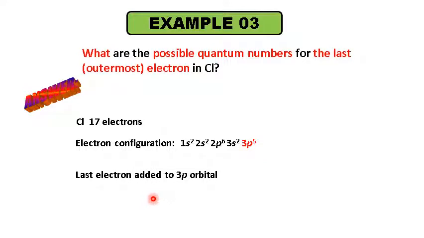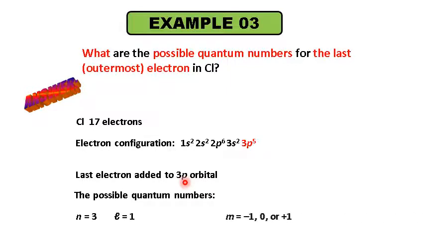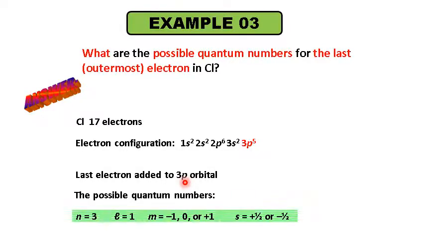So we know that for 3p, n equals 3, l equals 1, m equals -1, 0 or +1, and then s equals positive half or negative half. Because the question just says what are the possible quantum numbers, we can answer like this.